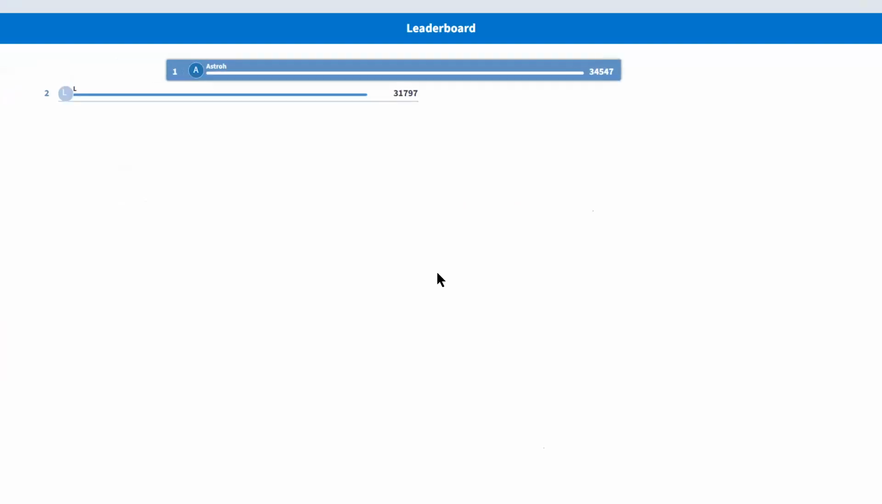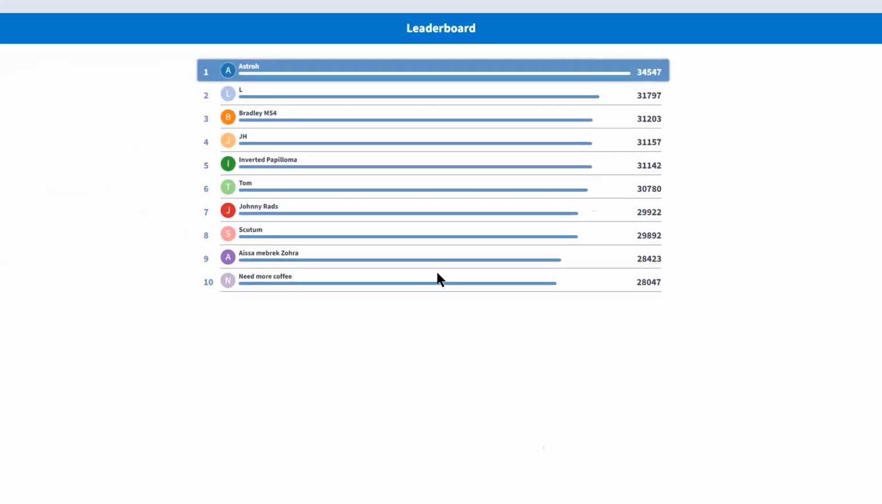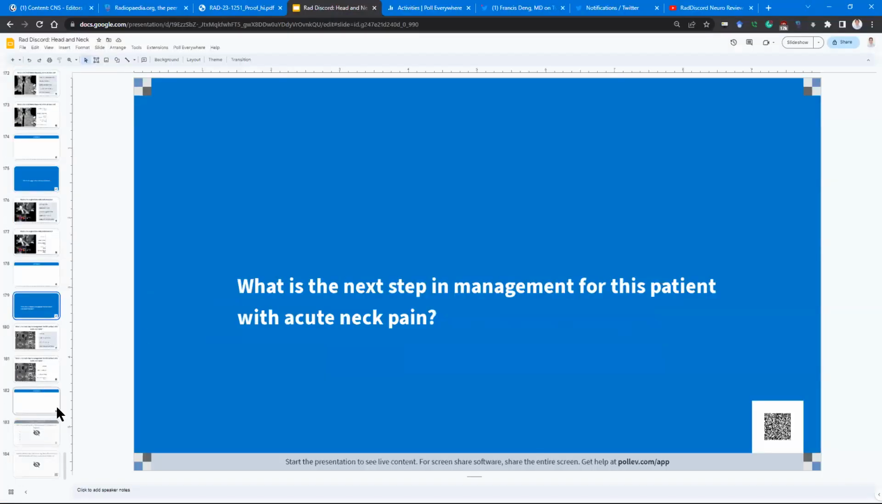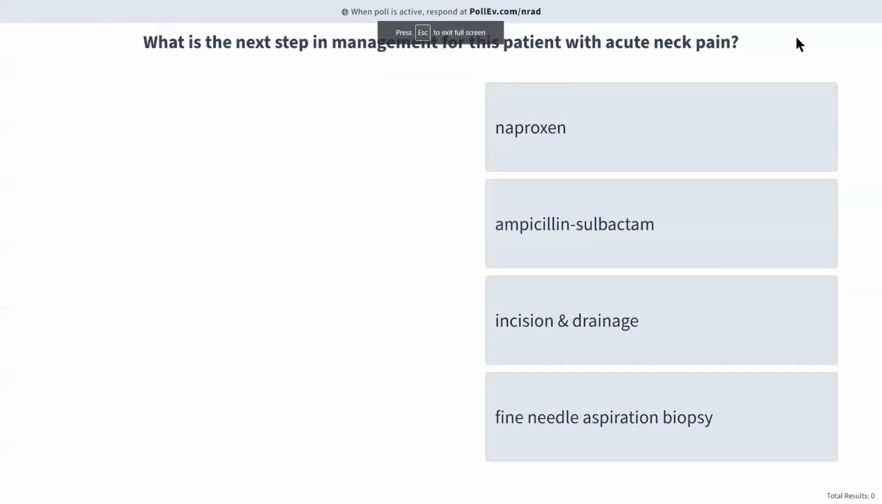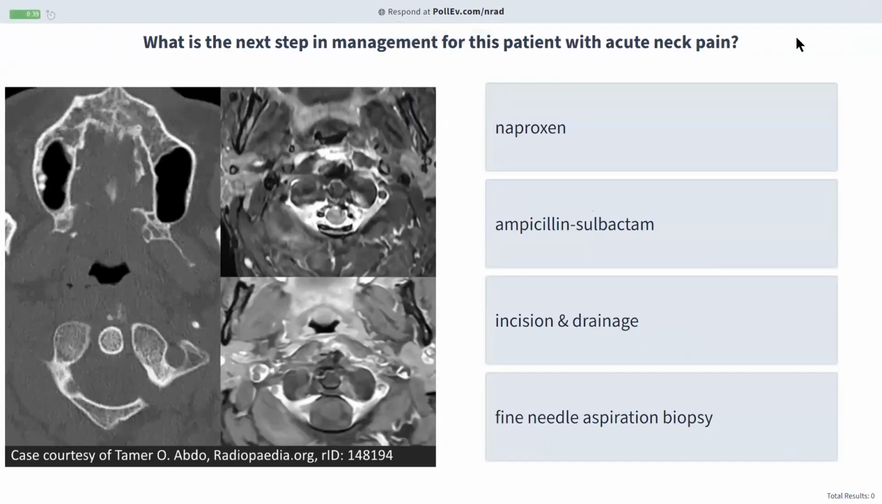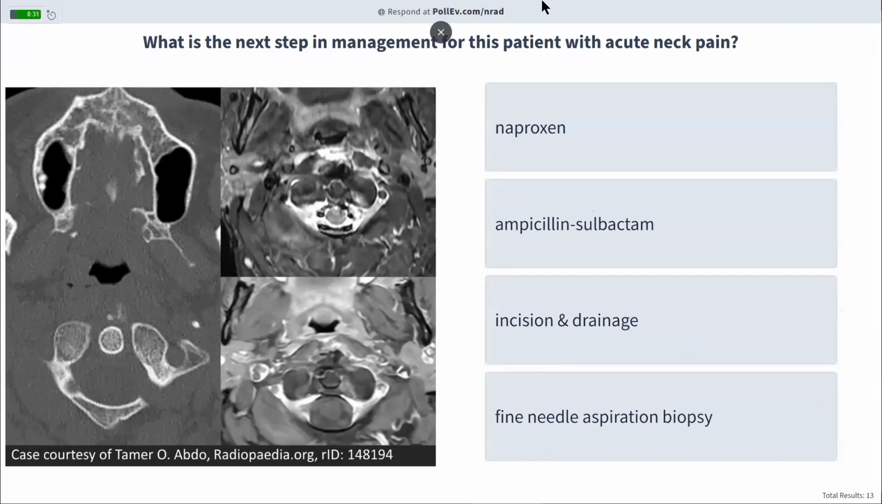Hopefully you guys have enjoyed this board review, and hopefully you learned something. Wow, I have another question. One last question. Might be. What is the next step in management for this patient with acute neck pain? Okay, that's good. This is a better one to end on, I think, because I think more people will get this than 9%. Bonus, yeah, for people who stayed through the credits.